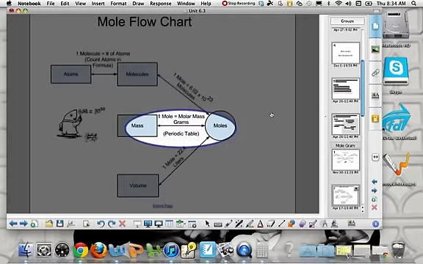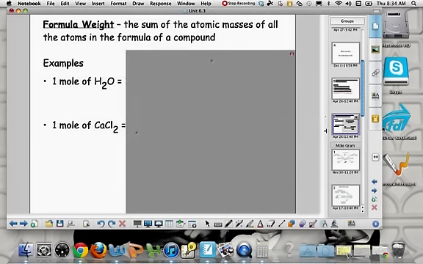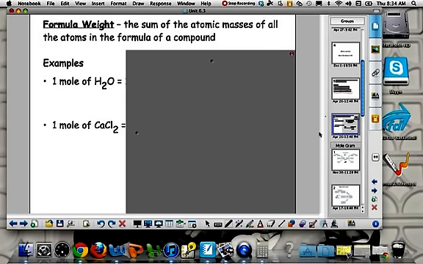Now, all of the examples that we've looked at thus far have been for individual elements: carbon, oxygen, lead, gold. What if I have a compound? Well, we're going to do the same thing. We're going to be looking up the mass, but we have to add it up. And this is where we get into the concept of a formula weight. The formula weight is, like we said, the sum of all the atomic masses of the atoms in a formula.